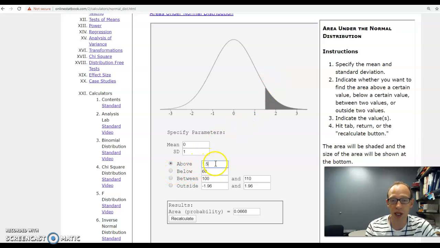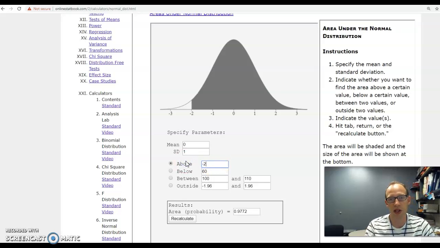Or maybe we want to look at above a z-score of -2. This would be the -2, and this would be the entire portion above, which is most of the distribution, right? Almost 98% of the distribution. So this particular normal distribution is so famous and so nice to use, to be honest, that we give it a name, the standard normal curve, and these z-scores can be used.